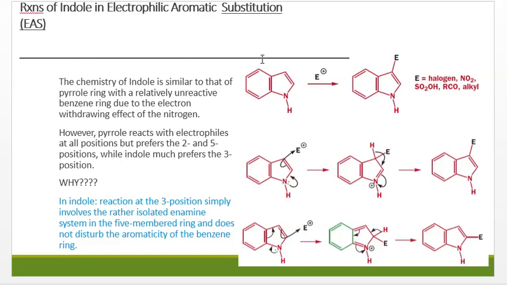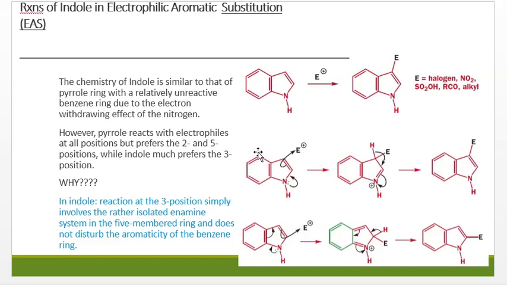Reactions of indole in electrophilic aromatic substitution. The chemistry of indole is similar to that of the pyrrole ring, with a relatively unreactive benzene ring due to the electron withdrawing effect of the nitrogen. However, pyrrole reacts with electrophiles at all positions but prefers the second and fifth positions, while indole much prefers the third position.